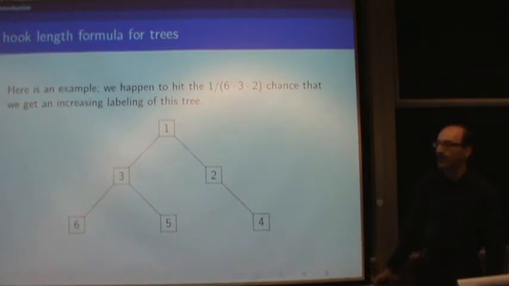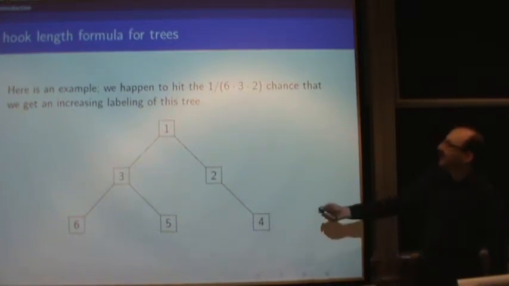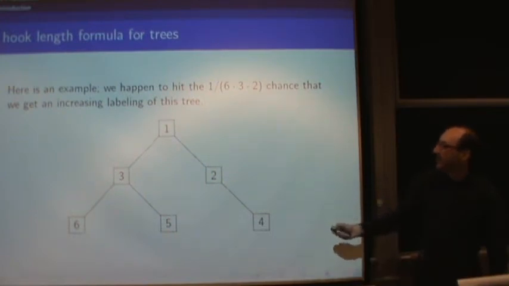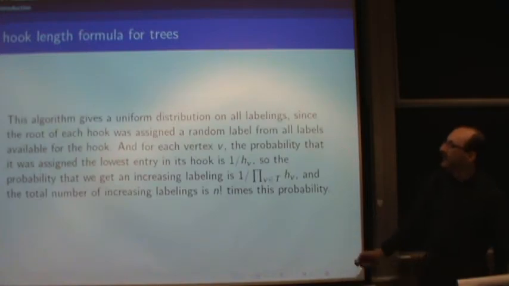Probability was 1 over 6 times 3 times 2 that we get an increasing labeling of the tree. Because we had 6 choices, and 3 choices, and 2 choices for which label to assign. So our algorithm gives a uniform distribution on all the labelings because we assigned a random label from all labels available to the root. And then we randomly partition the remaining labels.